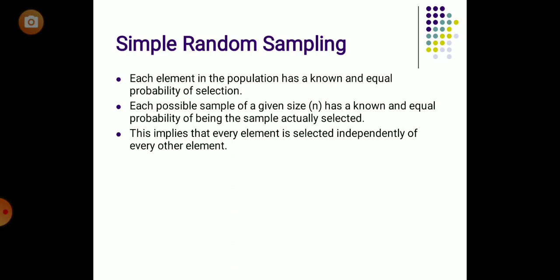So if we talk about simple random sampling, each element in the population has a known and equal probability of selection. It is a method of probability sampling, so each element should be known and have an equal chance of selection.